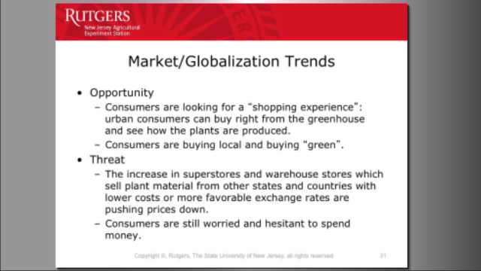So consumers are really interested in buying local and buying green, which helps us producing here in New Jersey because we don't have advantages in terms of cost of production. We have high land, high labor, but we have the people. A threat: the increasing number of supermarkets and warehouse stores that sell plant material from other states and countries where they have lower cost and favorable exchange rates are pushing prices down. And even though we're technically out of the recession, people are still hesitant to buy too much.